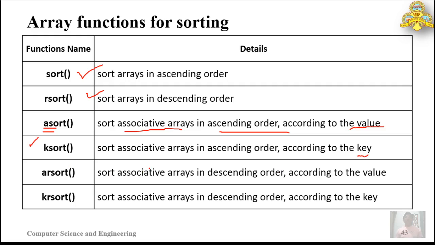That means sorting of associative arrays in ascending order according to key. So asort is according to values, ksort is according to keys. And opposite to these functions, that is arsort and krsort. In arsort, the associative array is sorted in descending order according to the value, and krsort sorts the associative array in descending order according to key value.